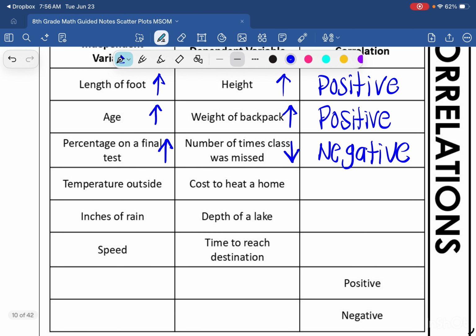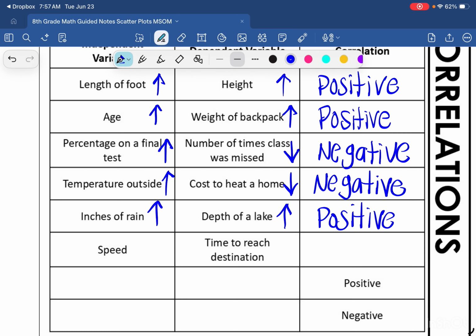Temperature outside and the cost to heat a home. As the temperature outside increases, the cost to heat the home will decrease. So those are opposite. That's a negative correlation. As the inches of rain increases, the depth of a lake will also increase because there'll be more rain in the lake. That's the same direction, so that will be positive.